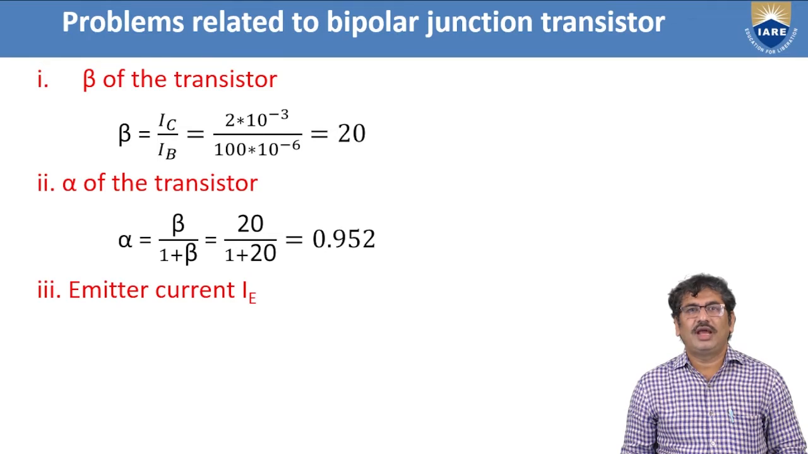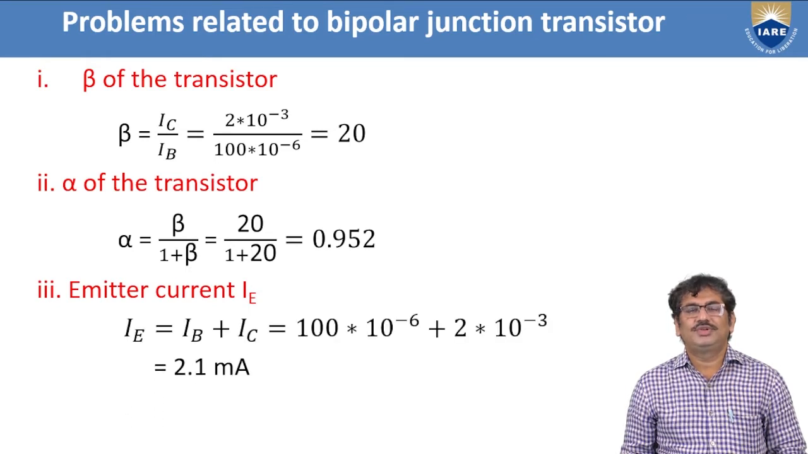The third one is finding the emitter current in the transistor. From the given IB and IC, IE we can evaluate as IE is equivalent to IB plus IC. Substituting the base current and collector current as 100 microamperes, that is 100 into 10 power minus 6, plus 2 milliamperes, that is 2 into 10 power minus 3, which will give us 2.1 into 10 power minus 3, which we can write as 2.1 milliamperes.